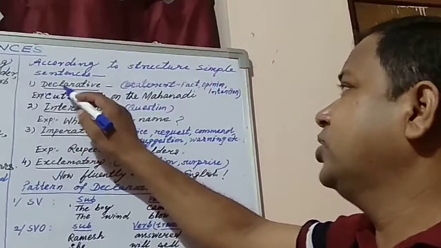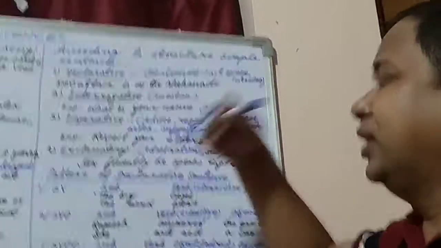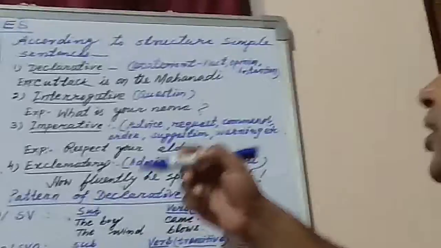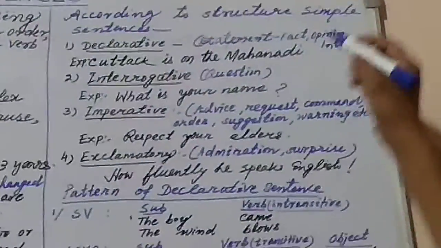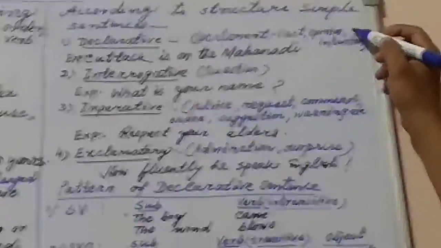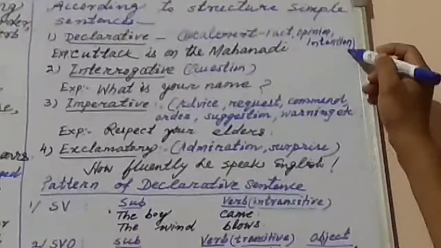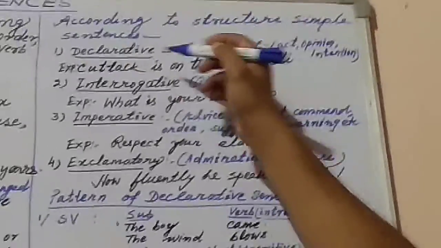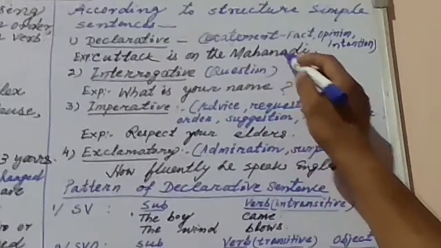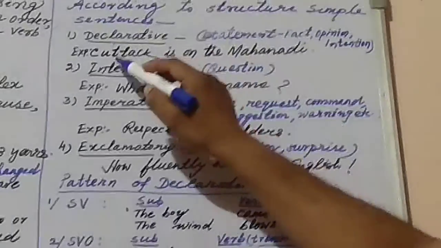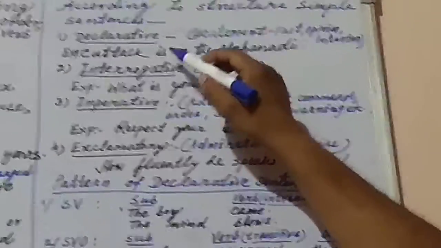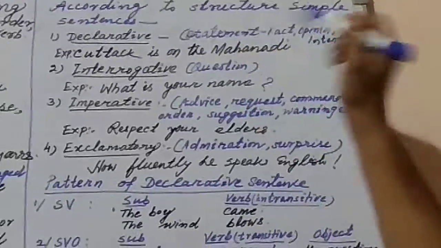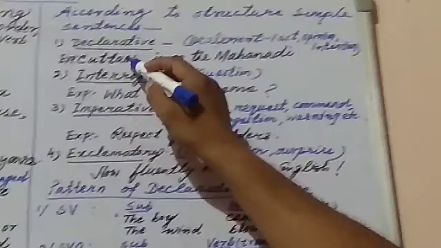So let's see what are the types of simple sentences. The first one is declarative sentence. What is declarative sentence? It is a statement. It is the statement of a fact or opinion or an intention. So this is called declarative sentence. For example, Katak is on the Mahanadi. You see here, Katak is your subject, is on the Mahanadi is predicate. This predicate part states about the subject.